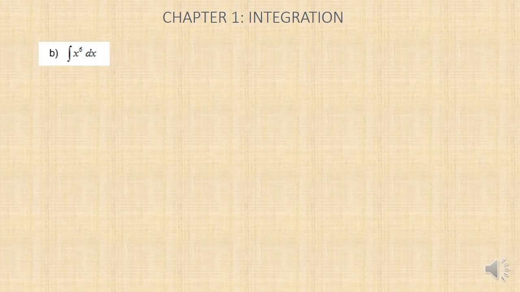Okay, for example B, integrate x power of 6 with respect to dx. So according to rule number 2, we just take x and the power 6 we just plus 1 and divide by 6 plus 1, and don't forget plus c. So we just simplify this, so we have x power of 7 divided by 7 plus c.